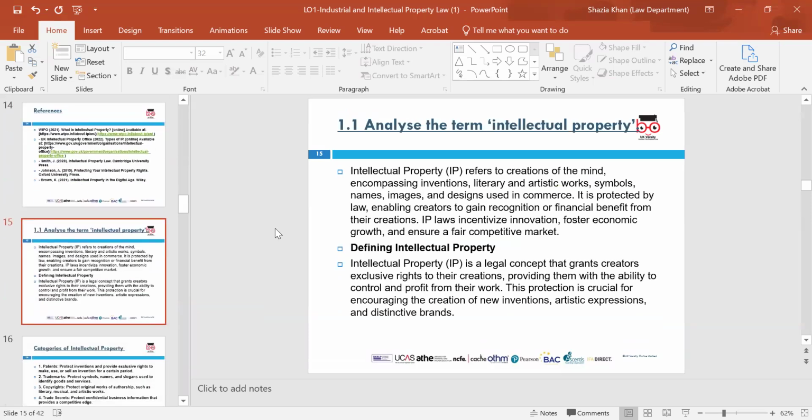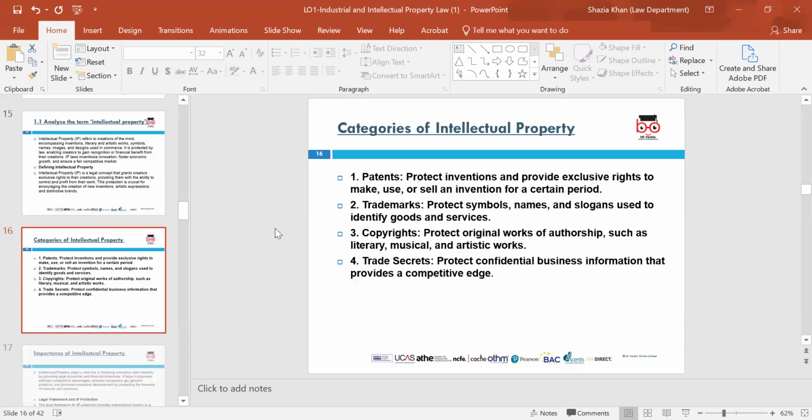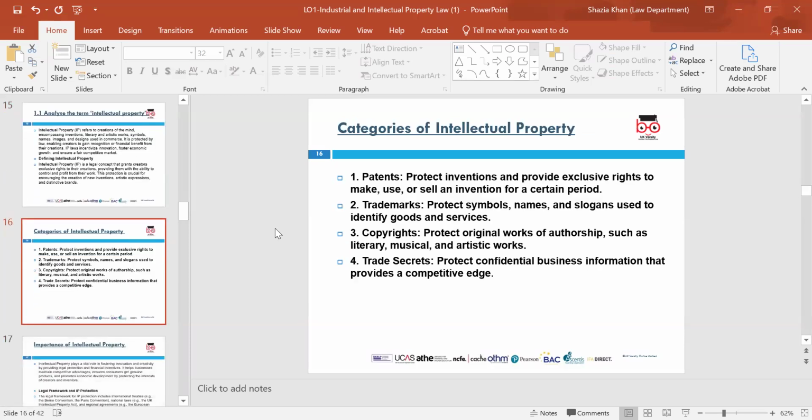Now we're going to look at 1.1, which is to analyse the term intellectual property. As we stated earlier, intellectual property refers to creations of the mind: inventions, literary and artistic works, names, images and designs. It is protected by law, enabling creators to gain recognition or financial benefit from their creations. It is a legal concept that grants creators exclusive rights to their creations, providing them protection, and it's really important to provide that protection for these individuals. Categories of intellectual property, which we looked at a little earlier as well, are patents, trademarks, copyrights, and trade secrets.